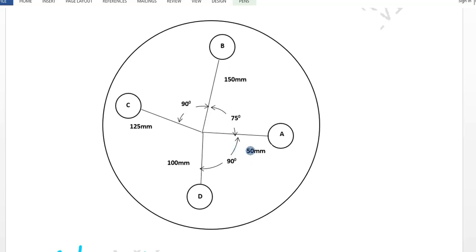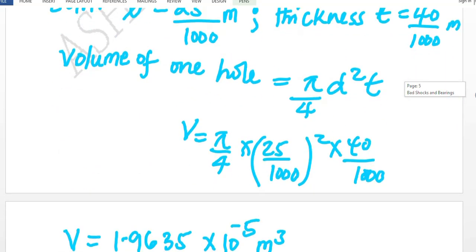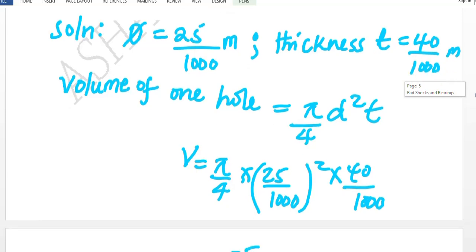The radii of rotation: hole A is at 50 millimeters from the axis of rotation. Likewise, B is at 150 millimeters, C is at 125 millimeters, and D is at 100 millimeters from the axis of rotation. And the respective angles are also indicated on this diagram. Let's go on to determine the solution for this problem.